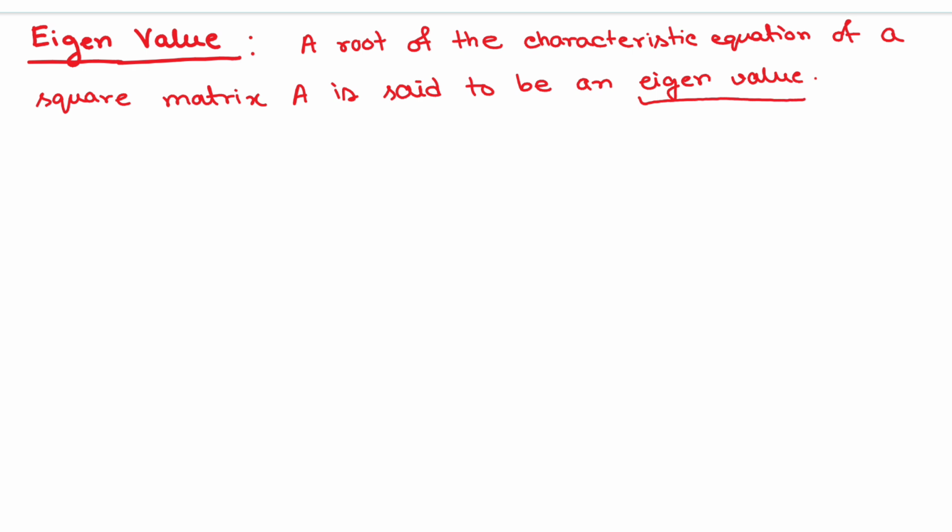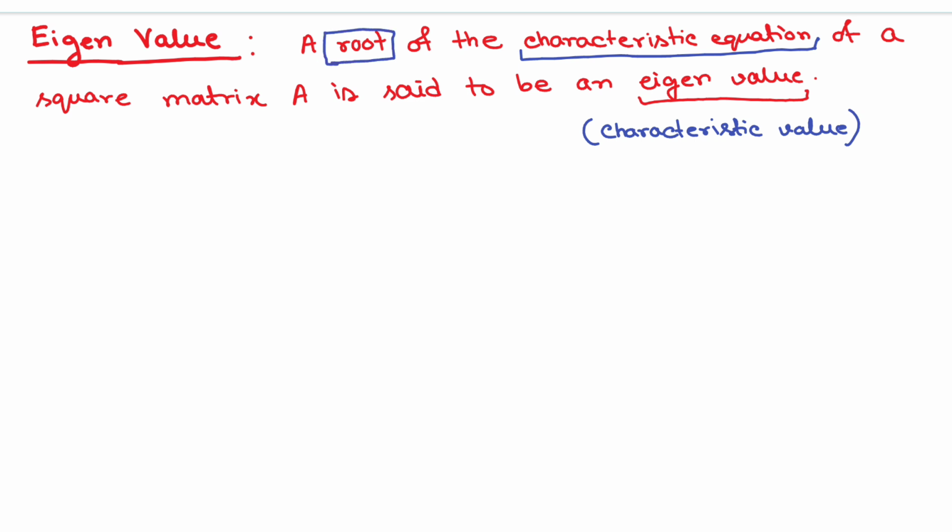Eigenvalue, this is also called characteristic value. Clear? So remember, eigenvalue and characteristic value both are same. Similarly, eigenvector and characteristic vector both are same. So basic concept is, you will be given a square matrix. First of all, you have to find out the characteristic equation, then solve the characteristic equation, and you will get a root of the characteristic equation.